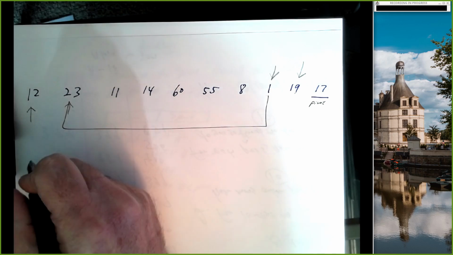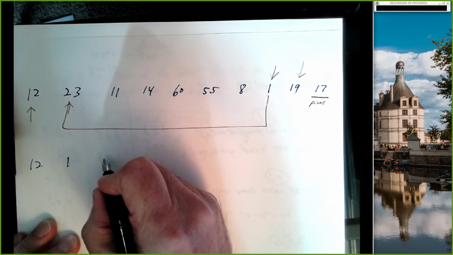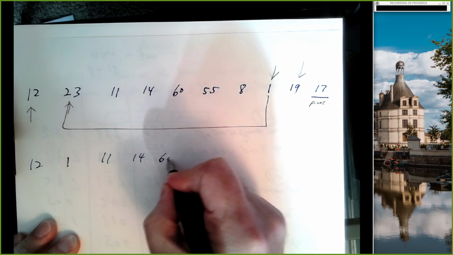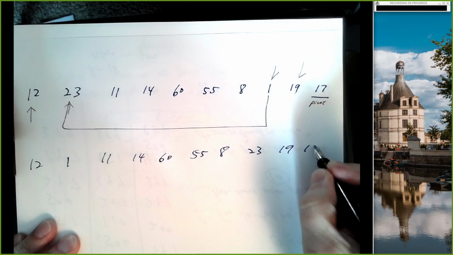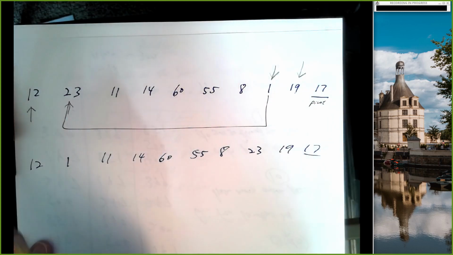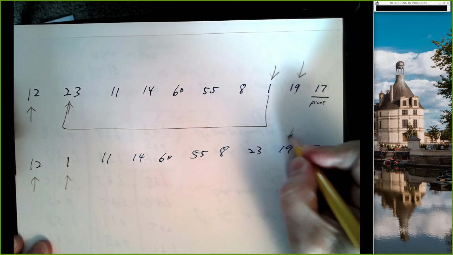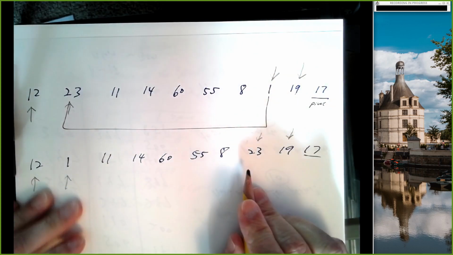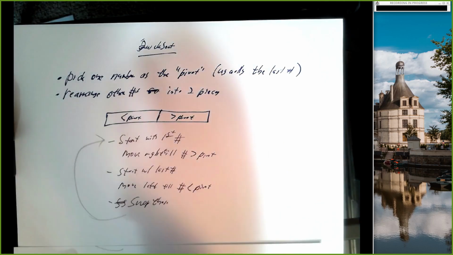And so now our array looks like this. Here's our 23, our 12, there's our 1, 11, 14, 60, 55, 8. The 23 came over here, the 19 is there, the 17 is still the pivot. And our index, we were looking at this number on the left and this number on the right. And now we're just going to go back up and repeat.